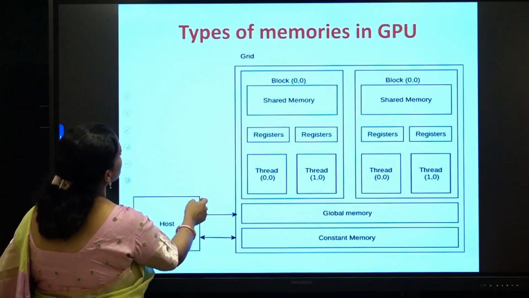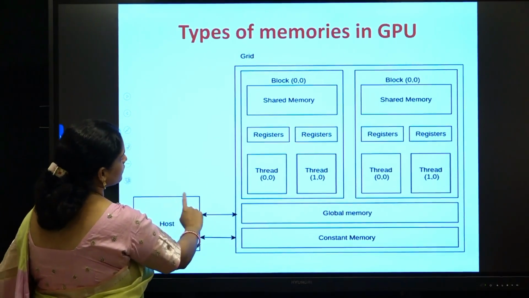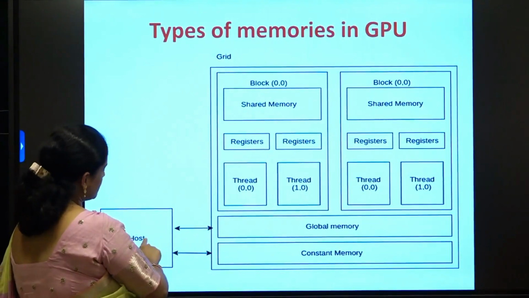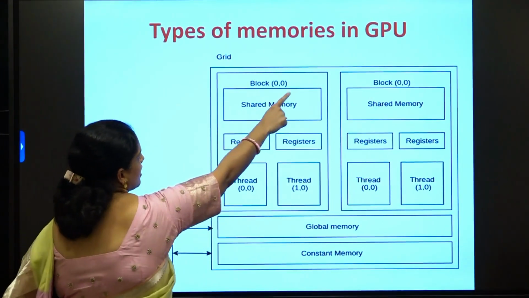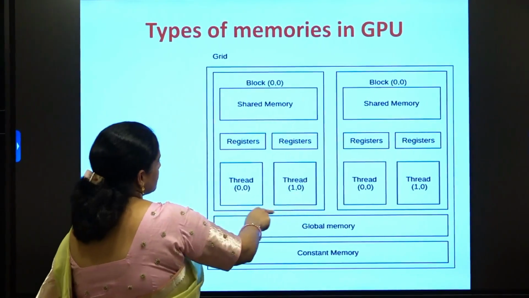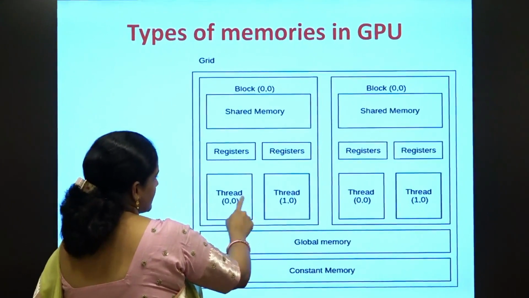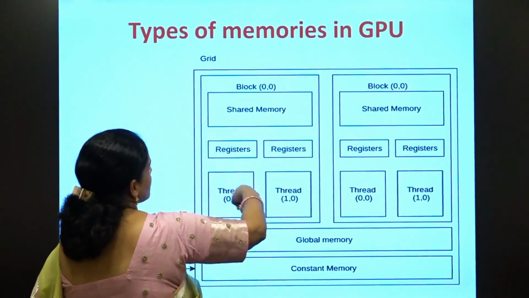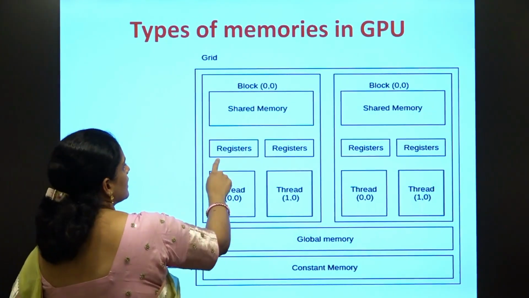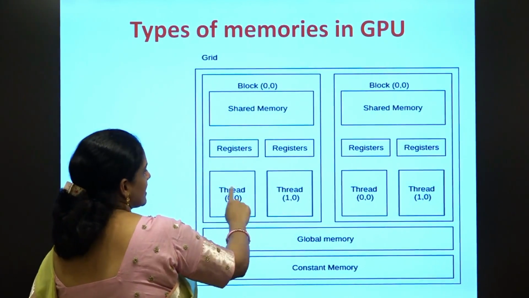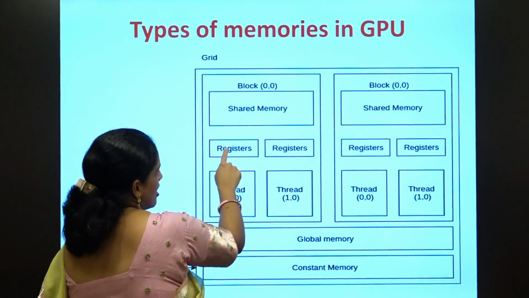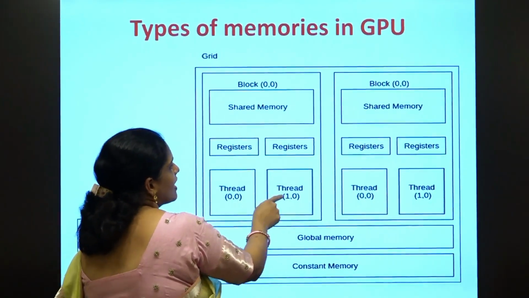If you see here, the global memory and constant memory are used for communication between your host and the device. Then you have a block, which is nothing but a compute unit in terms of software, where each block has multiple threads. Within a block you have a shared memory, so that multiple threads of a block can access it, and registers. Intercommunication between the threads of a block can be done by means of shared memory. And each thread has its own local private memory, which is called registers.